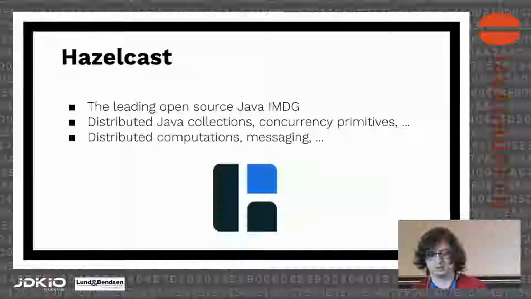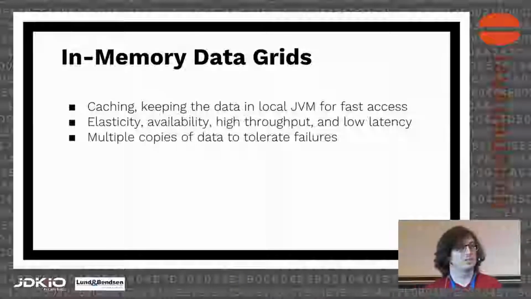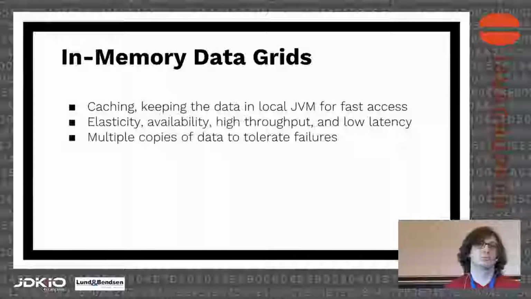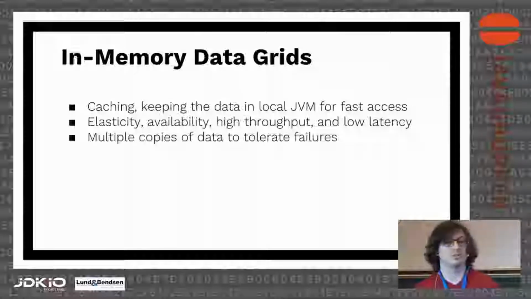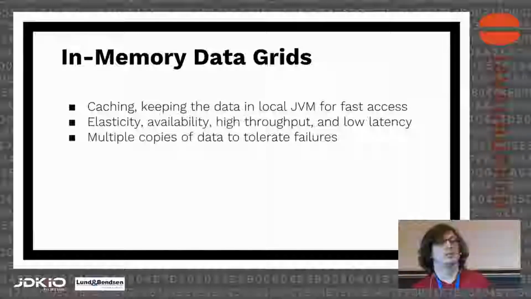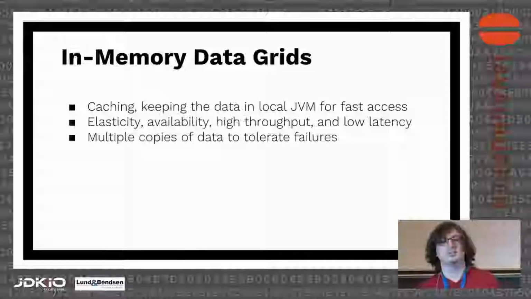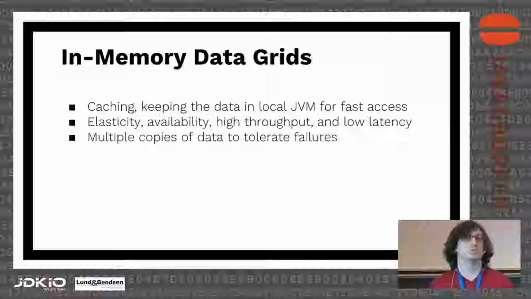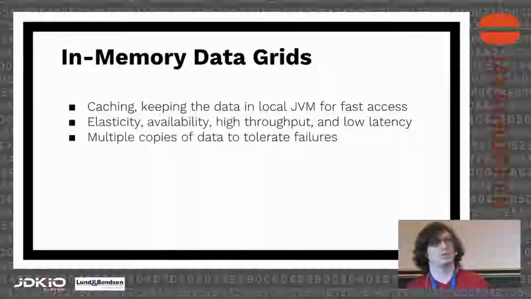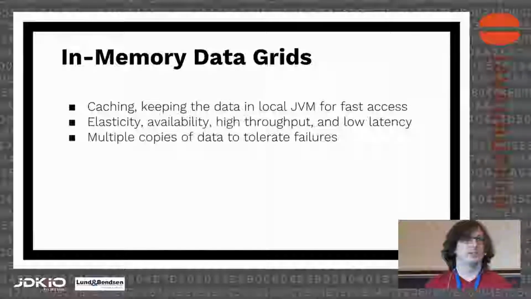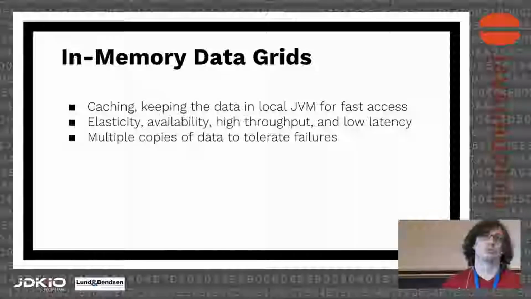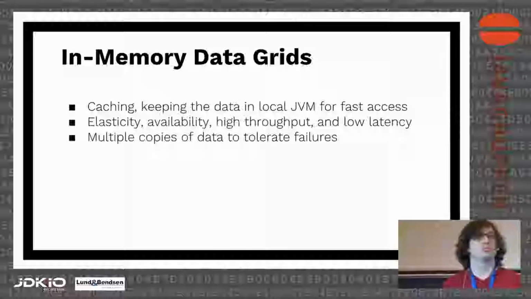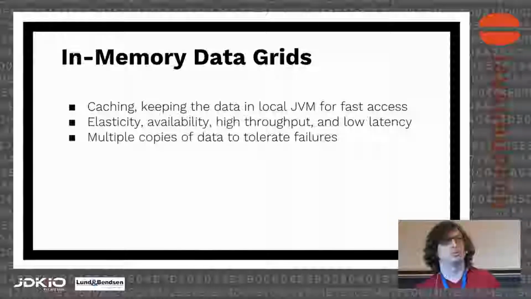stuff like that. So it is a data grid, and data grids are mostly used for distributed caching and keeping data in local JVM for fast access. And they offer elasticity, availability, high throughput, and low latency for data access. And they work in memory by default and keep multiple copies of data to tolerate failure. So they can be considered as distributed data stores.